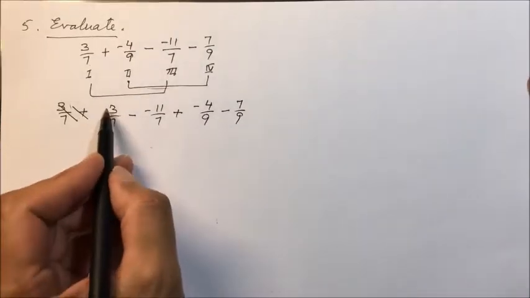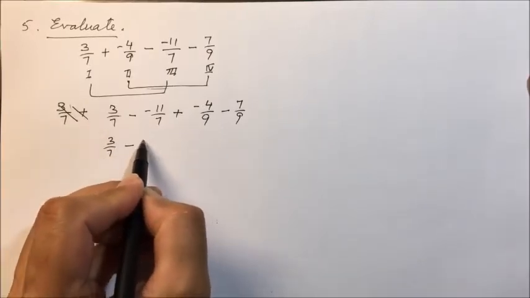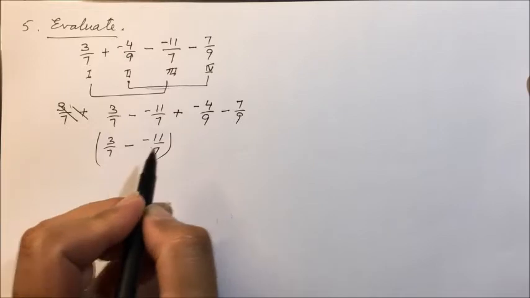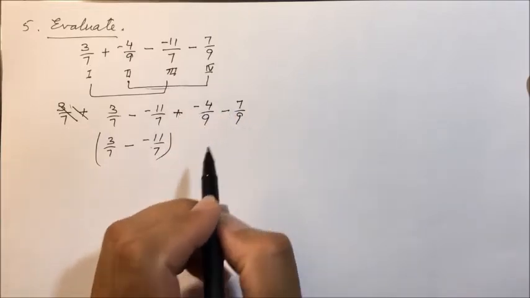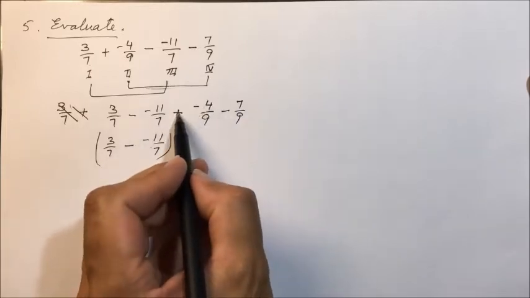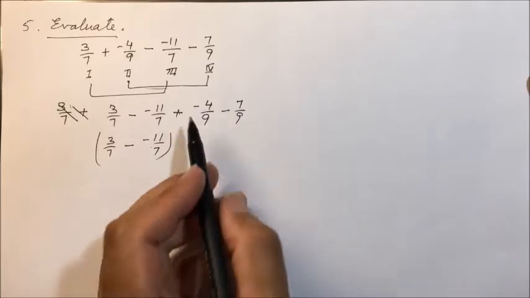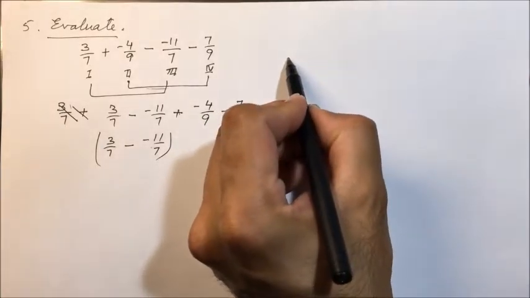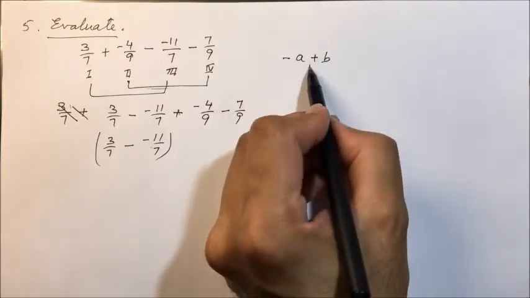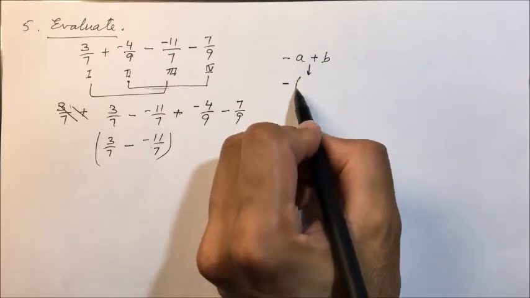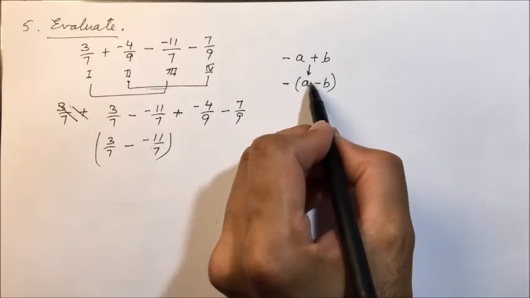Now see here, when we are going to put them in brackets, 3 upon 7 minus minus 11 upon 7. Before this term it is a plus sign, so there is no need to change the sign. If it would have been negative and we are putting these two in brackets, then this sign has to be changed. So for example, it is like this, minus a plus b. If you are putting them in brackets, minus we are taking outside, it will be a minus b. Now this minus, when we are opening, it is minus 1.